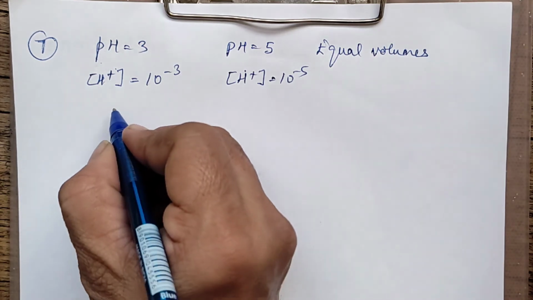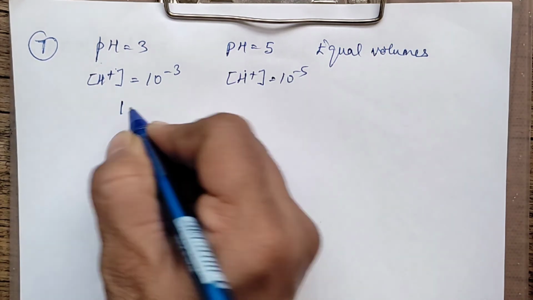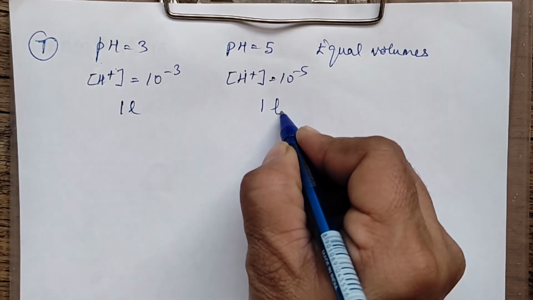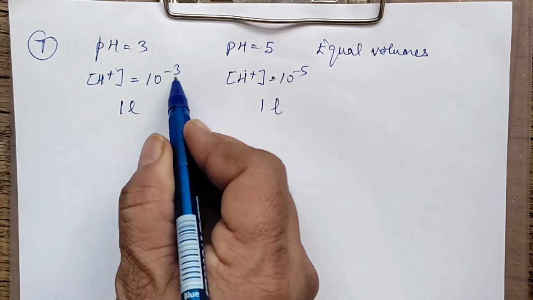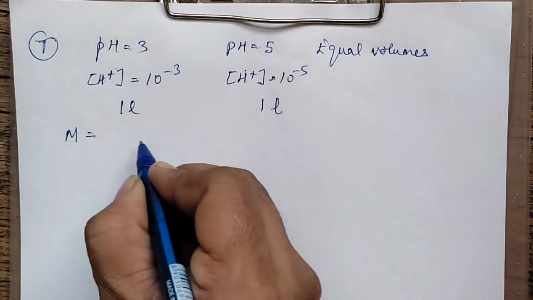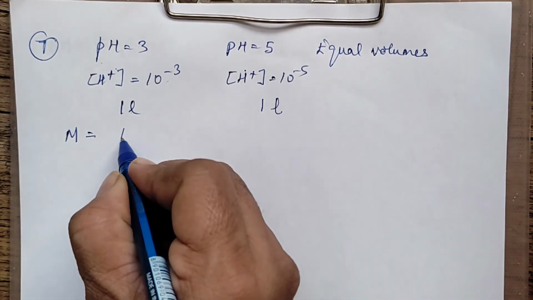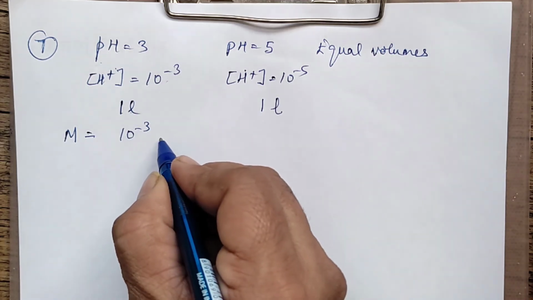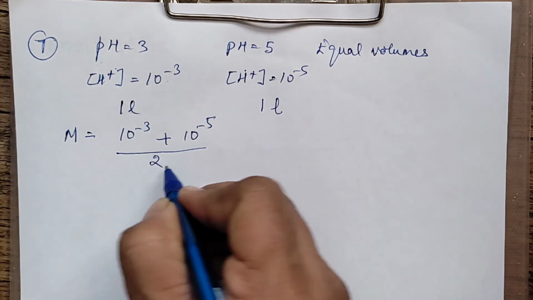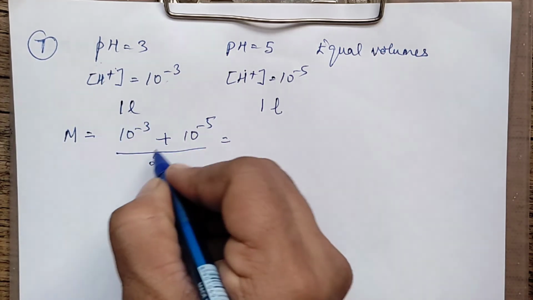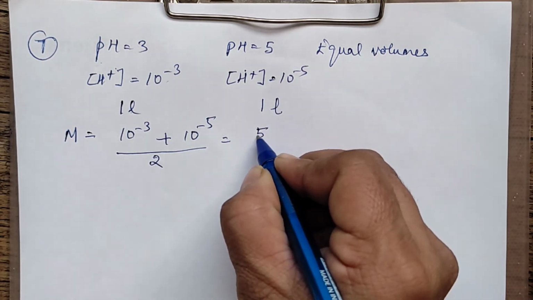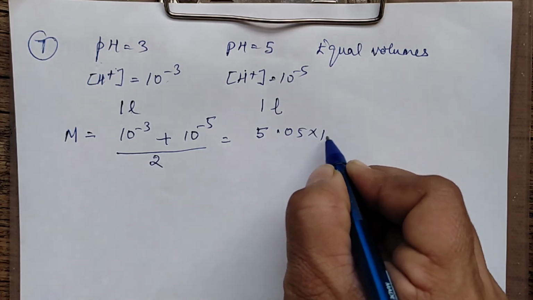Let the equal volumes, let us take it as say 1 liter, right? So let both the volumes be 1 liter. Now both are acids, you have noticed concentration is less, pH is less than 7. So we have to find out the resultant molarity. Resultant molarity is molarity into volume, that is 10 to the power minus 3 into 1, plus 10 to the power minus 5, divided by the sum of the volumes, which is 2. You will solve this to get the resultant molarity. So you will get the answer as 5.05 into 10 to the power minus 4.